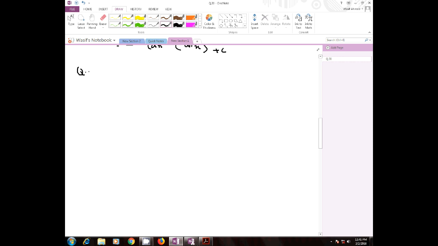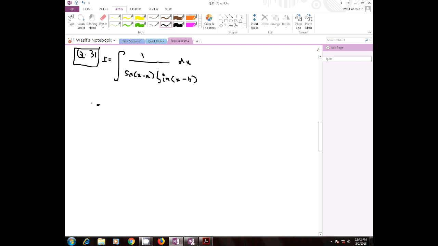In this question, you have to integrate one divided by sine x minus a multiplied by sine x minus b. This is a little bit trickier question. First of all, you have to multiply and divide by sine a minus b and multiply it inside. Why it is done, you will understand after a few steps.